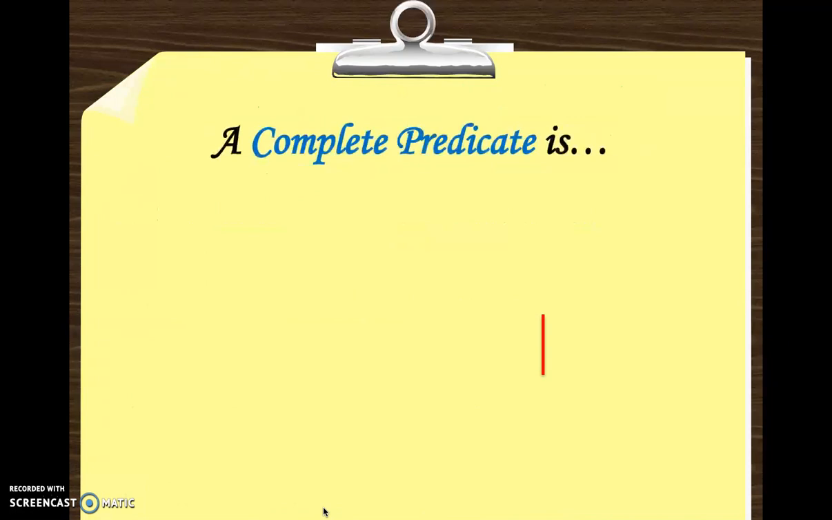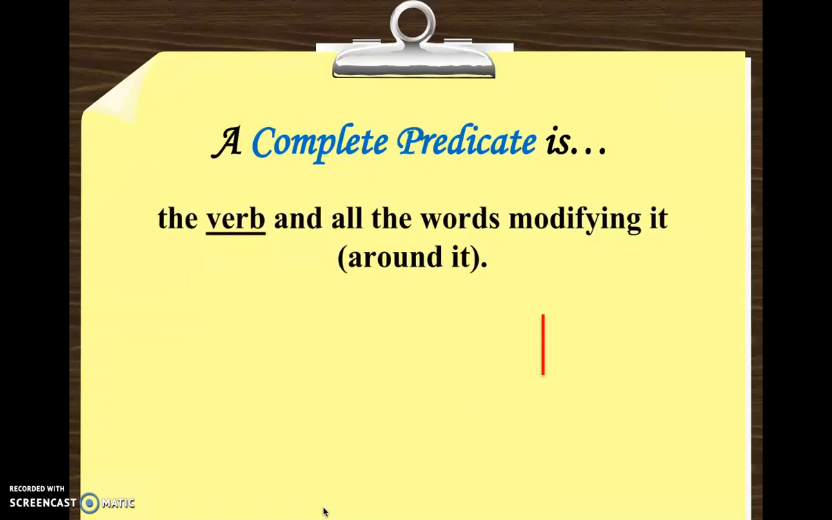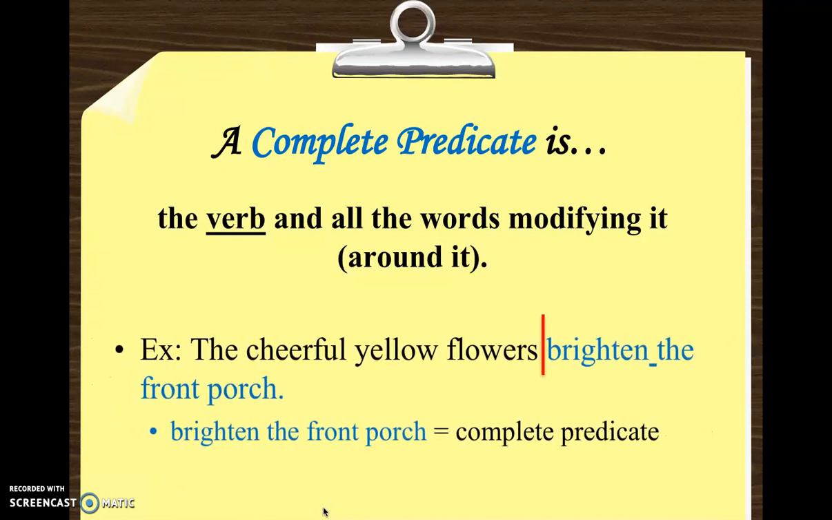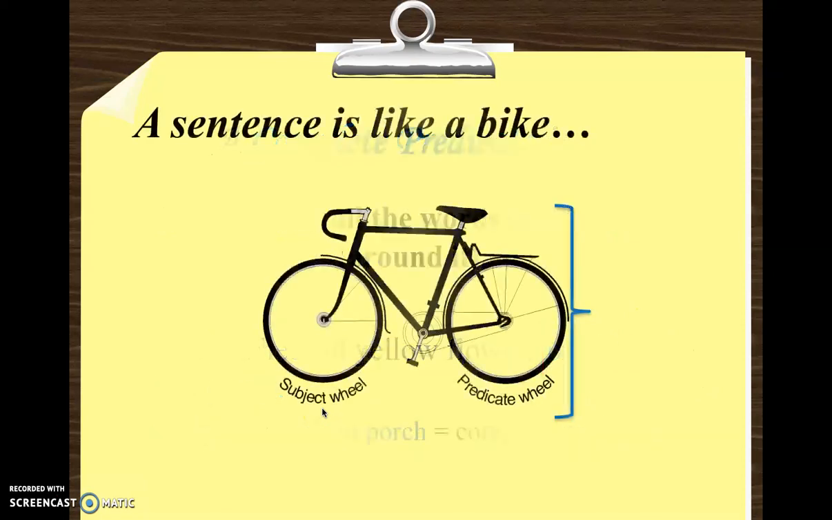Okay. It's the exact same for the predicate. The complete predicate is the verb and all the words that are modifying it, which often will mean after that break. There's never any exception, but let's just say for our purposes that there's not. So we have our sentence again. The cheerful yellow flowers brighten the front porch. Brighten the front porch, everything after the break, is the complete predicate.